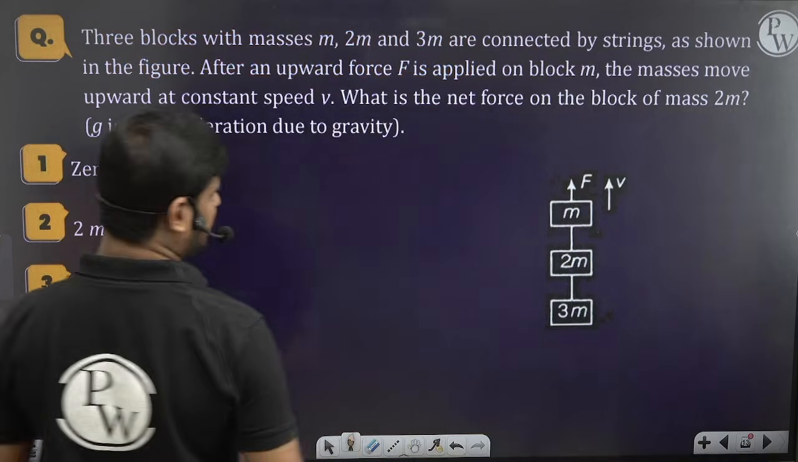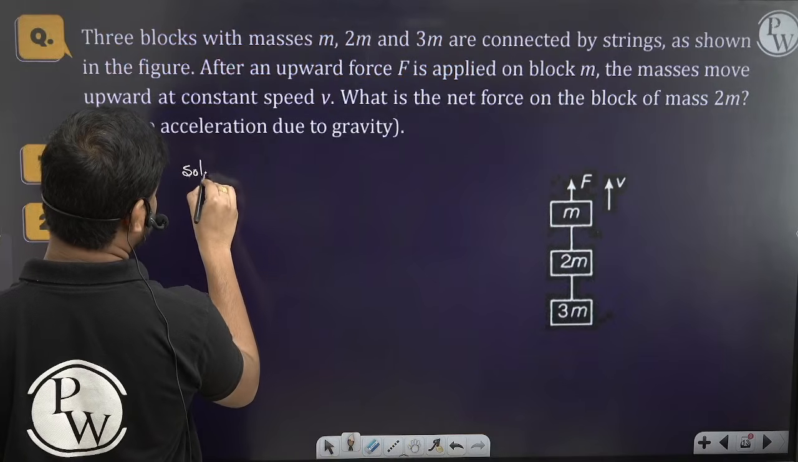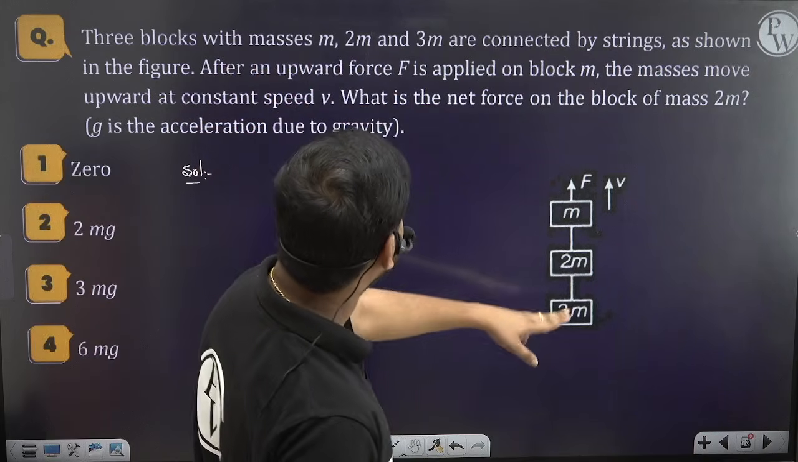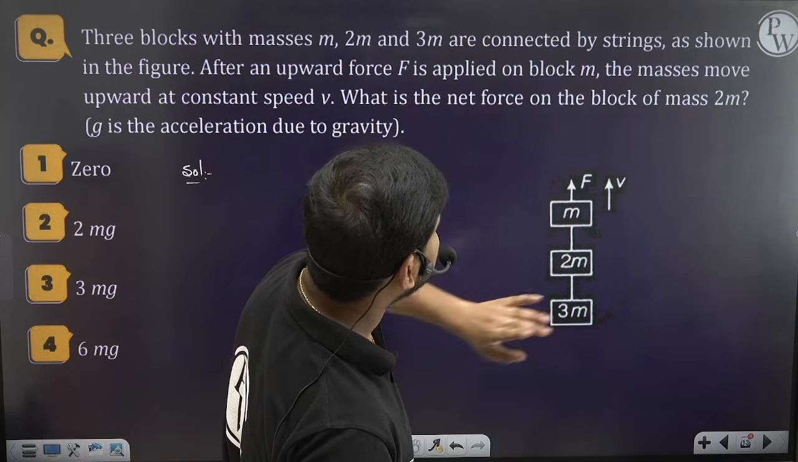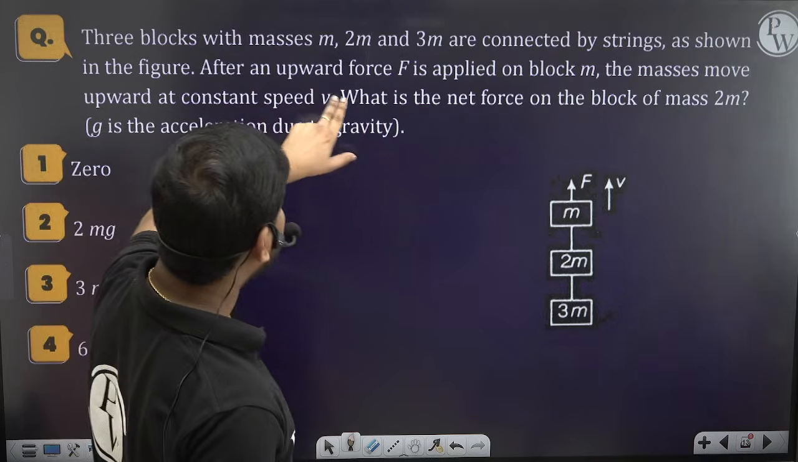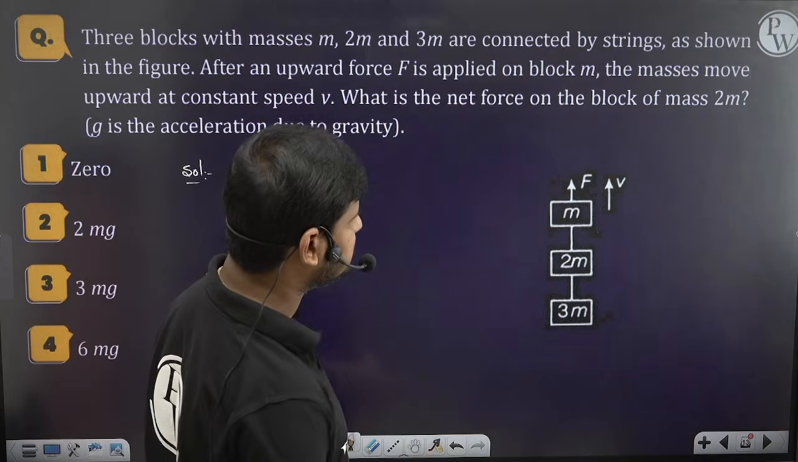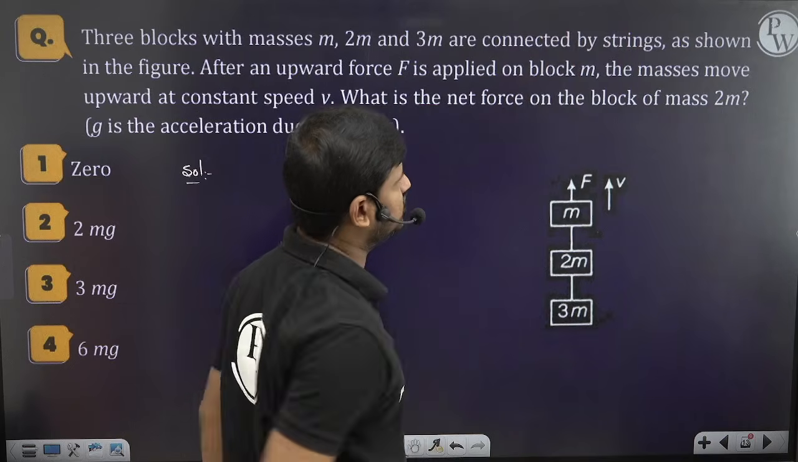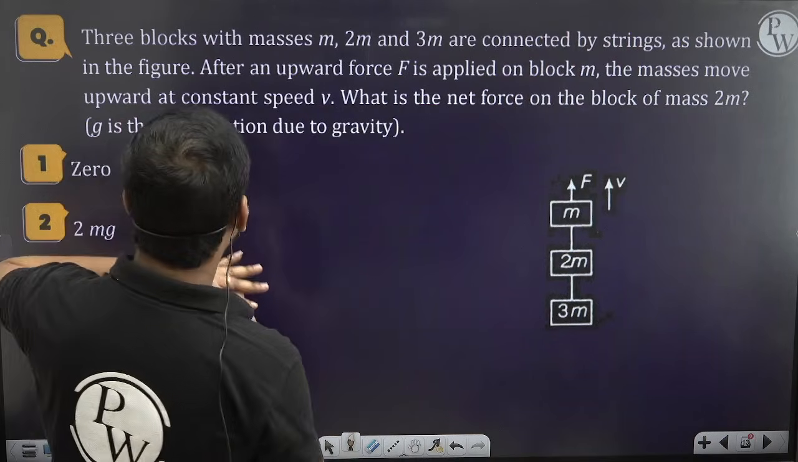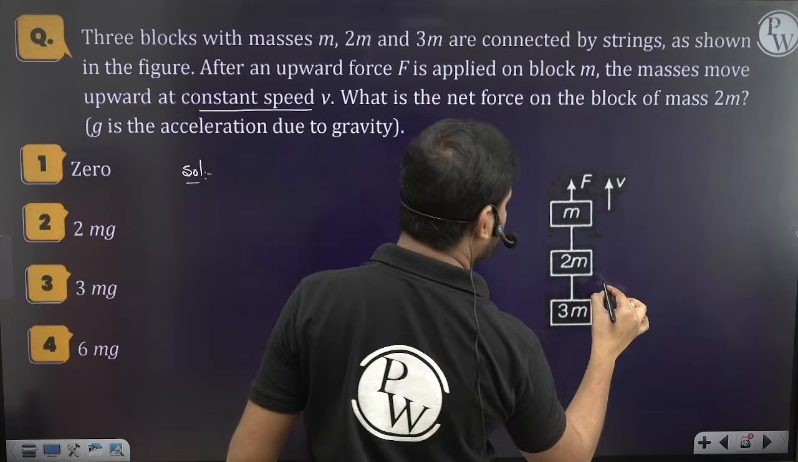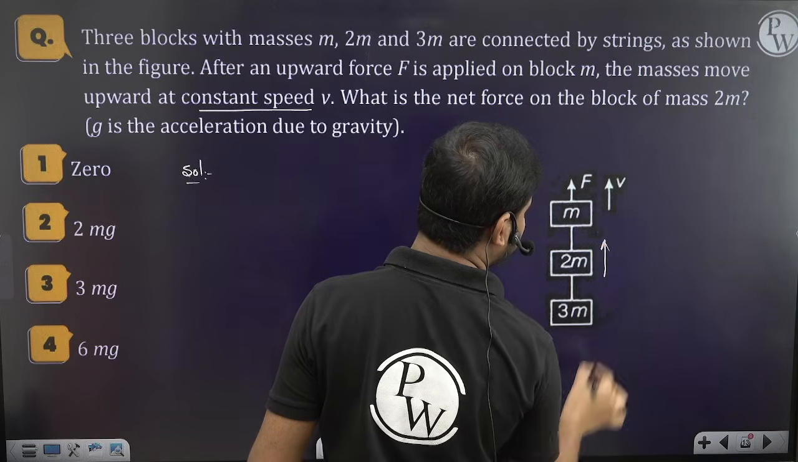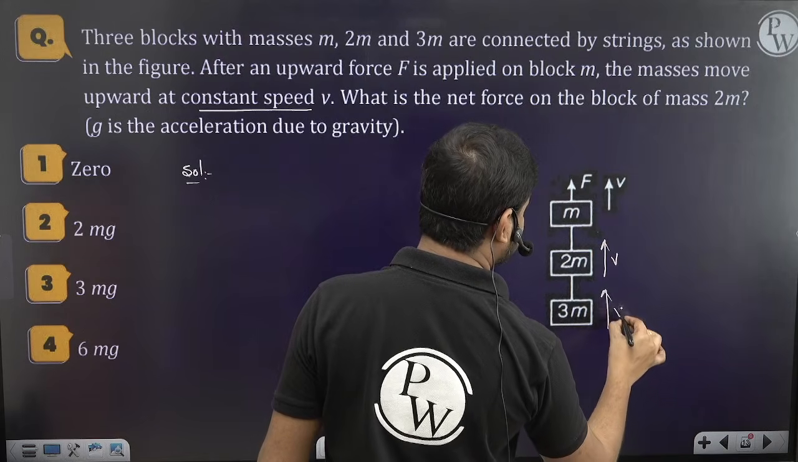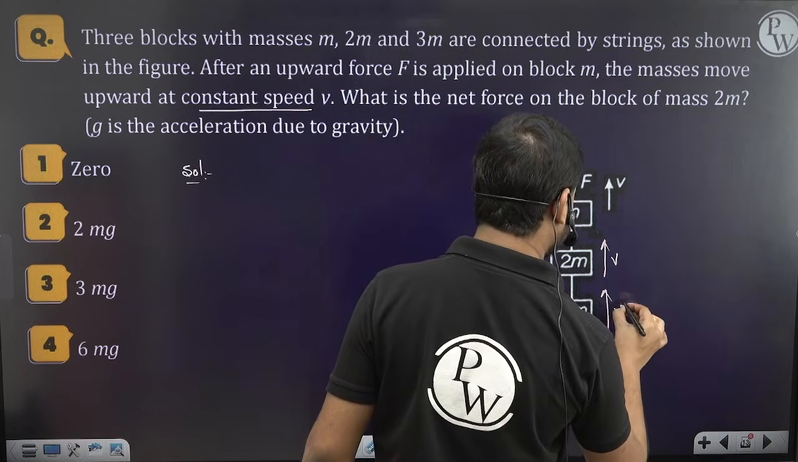Just pause the video and try it on your own, what they are saying in the question. 3 blocks with masses m, 2m and 3m are connected by strings as shown in the figure. An upward force F is applied on the block M, and then the masses move upward at constant speed. So all masses move upward at constant speed. If m is moving with v velocity, 2m is also moving with v velocity, and 3m is also moving with v velocity.